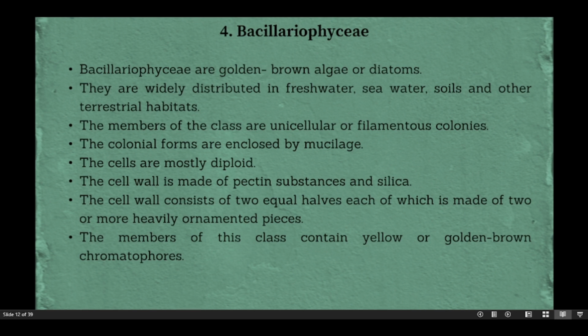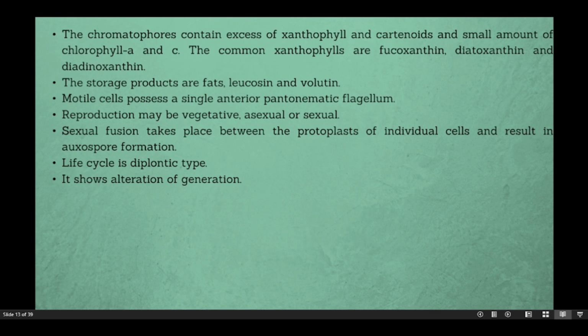The cell wall consists of two equal halves, each of which is made up of two or more heavily ornamented pieces. The members of this class contain yellow or golden brown chromatophores. The chromatophores contain excess of xanthophyll and carotenoids and a small amount of chlorophyll A and C. The common xanthophylls are fucoxanthin, diatoxanthin, and diadinoxanthin. The storage products are fats, leucosin, and volutin.